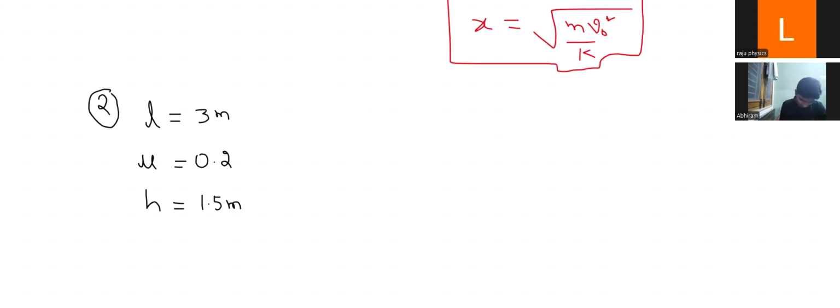Where does the particle finally come to rest? So draw the diagram of it. Draw the figure.